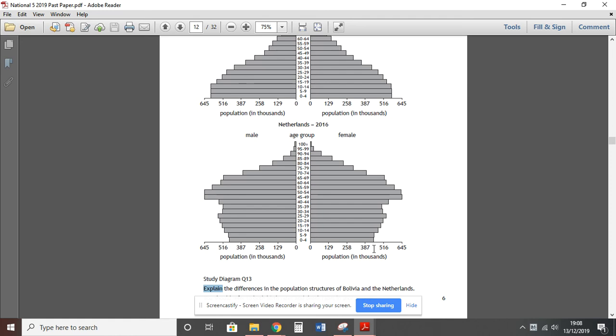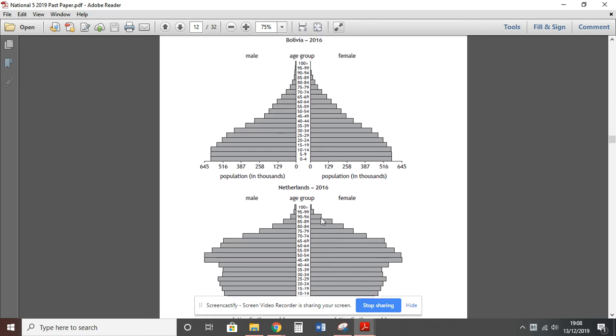So I've given you quite a few reasons for why there's a difference in birth rates. If we now talk about death rates, we can see the Netherlands has far more people in the older age groups than Bolivia. One of the reasons is that Bolivia does have a medical system, I beg your pardon, but it's more difficult to access because there are fewer hospitals, fewer trained doctors, and you often have to pay for medicine. Whereas the Netherlands probably has something similar to the UK, and people are more likely to get treated.